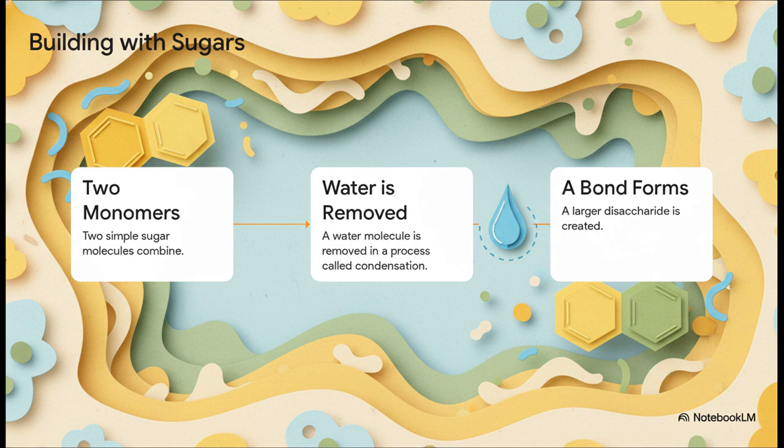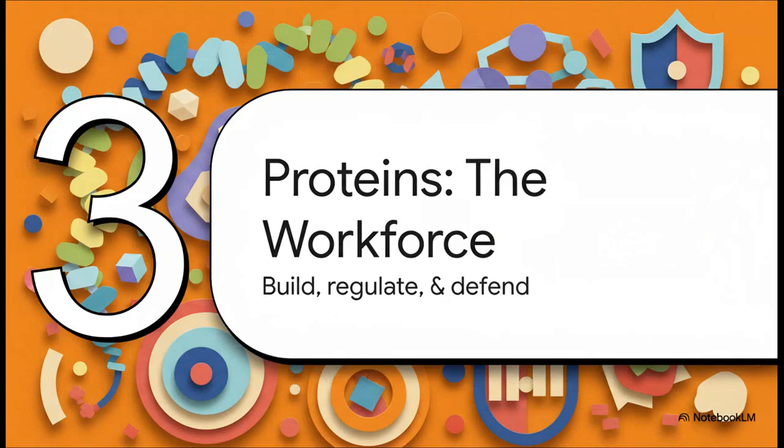So how do cells link these sugars together? They use this really smart process called condensation. Basically, 2 little sugar molecules line up, the cell snips out a water molecule from between them, and snap! The 2 are bonded together, forming a bigger, more complex carb. Okay, next up are the absolute workhorses of the cell, proteins.